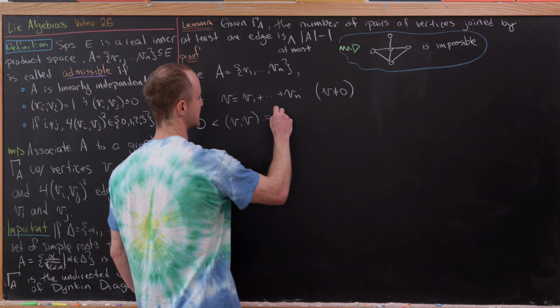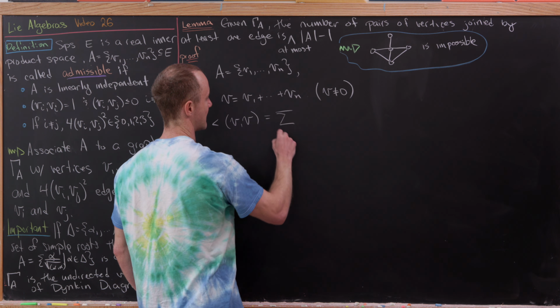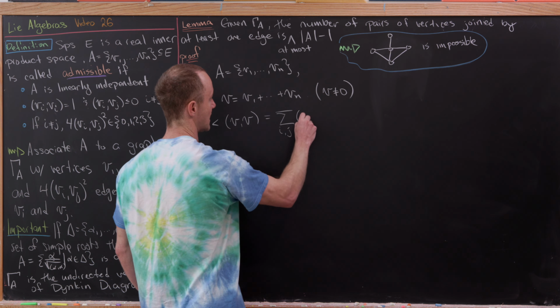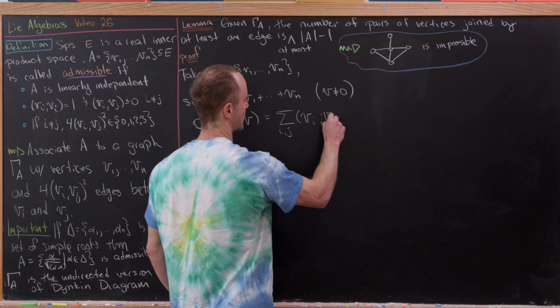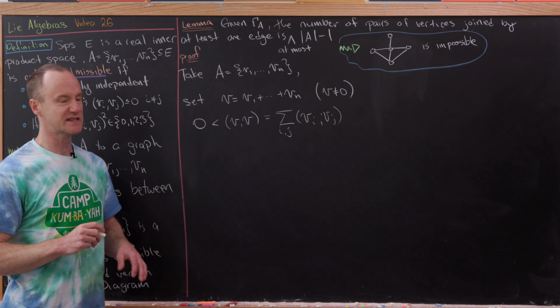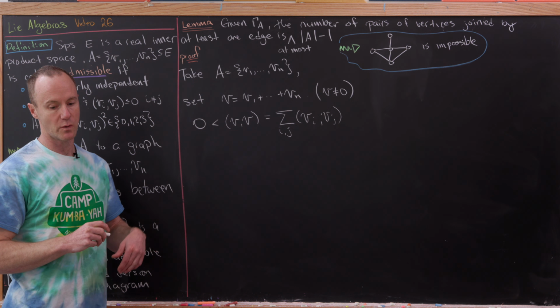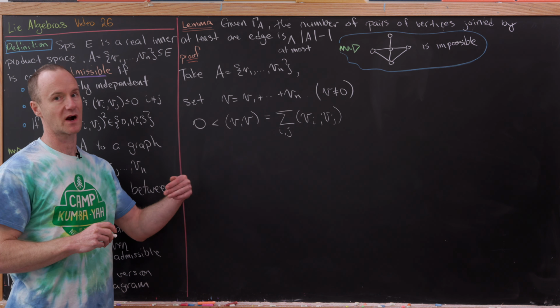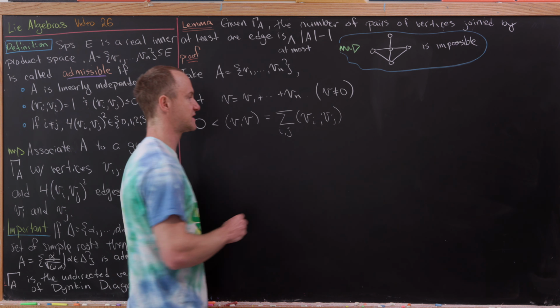Well, notice that it's going to be something like this. We'll have the sum over i and j of vi inner producted with vj. But now we can split this into two parts. We can split this into the part where i is equal to j and the part where i is not equal to j. So let's do that.